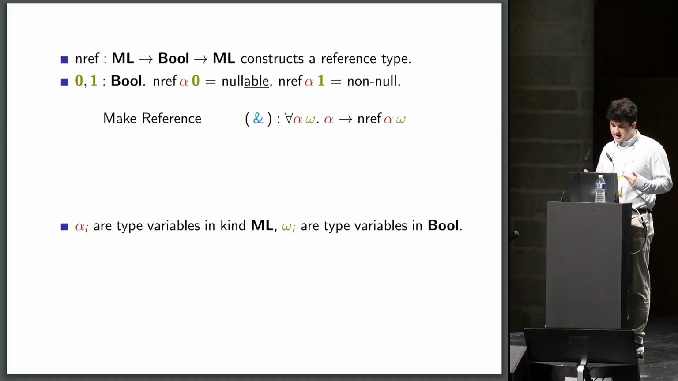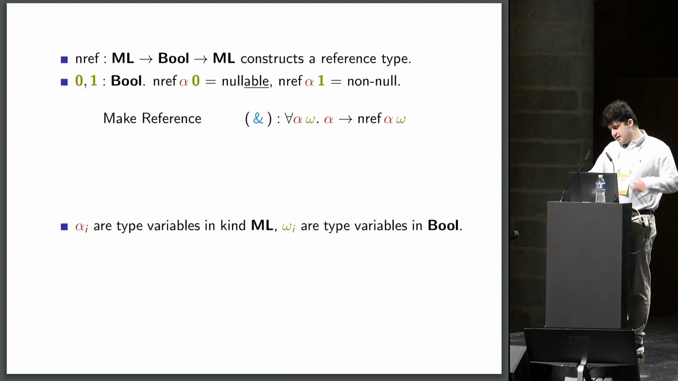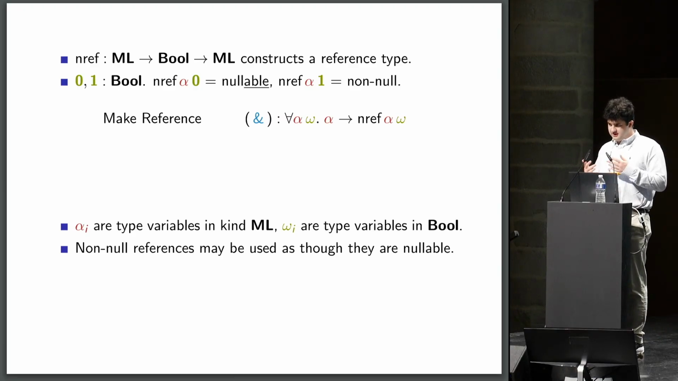Okay, so we introduce some operators, make reference. Alphas are ML variables, omegas are Boolean-kinded variables. We have nref bind an omega instead of a 1 because we want to allow omega to instantiate to being a 0 or a 1 as needed, because we can always use a non-null reference as though it's nullable.